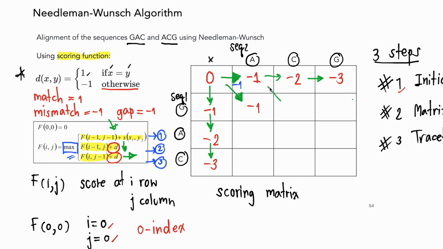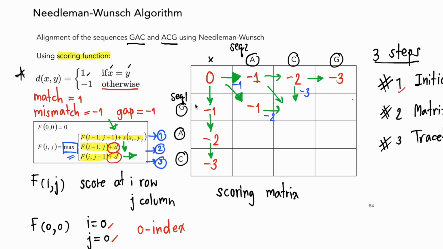We have to consider the value from diagonal, top cell, and left cell, three directions. Okay, from top cell and left cell, we have to add the score in the top cell and in the left cell with the gap value. Gap value -1. So from the score from the top cell, -2 plus -1 will be -3. And -1 plus -1 will be -2.